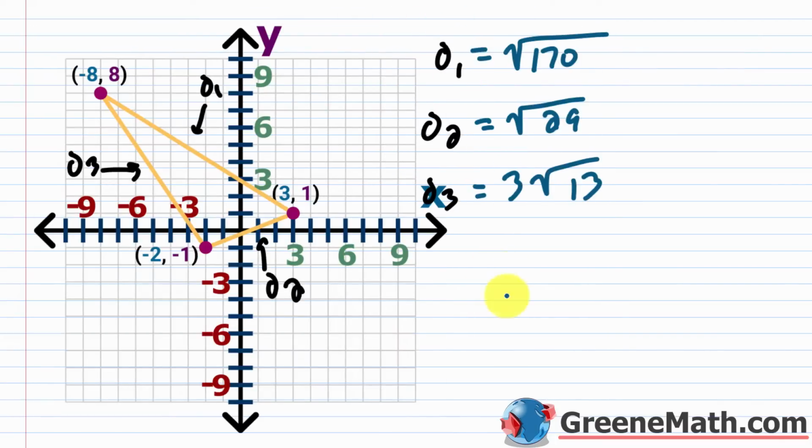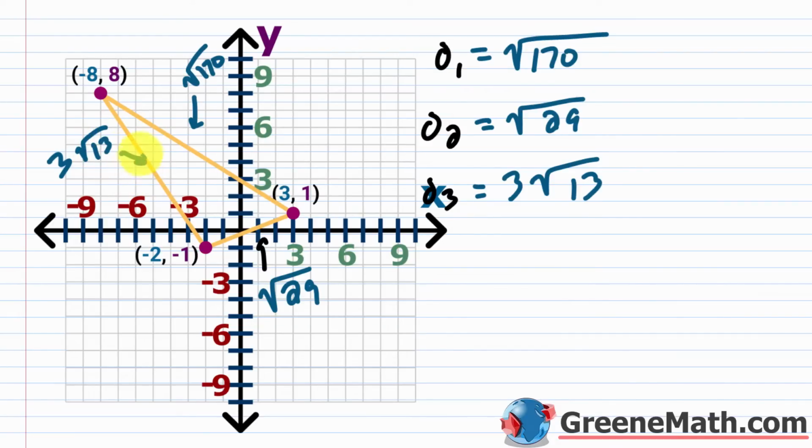And let me paste this in. For d sub 1, which is the distance from this point to this point, or you could say the length of the side of this triangle, this is the square root of 170. So let me write that in here. This is the square root of 170. Maybe I'll change that arrow. And then for d sub 2, that's the distance from here to here, or the length of this side of the triangle. We'll say this is the square root of 29. And then for d sub 3, this right here is 3 times the square root of 13. And maybe I'll just change that arrow up a little bit like that.